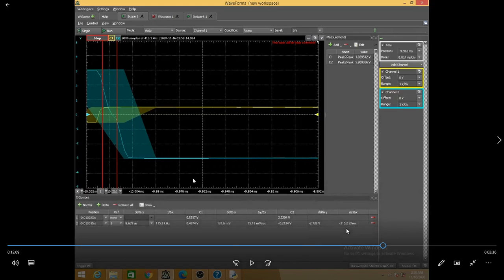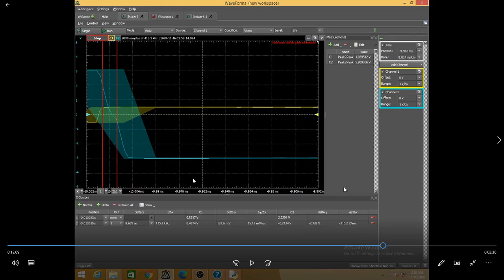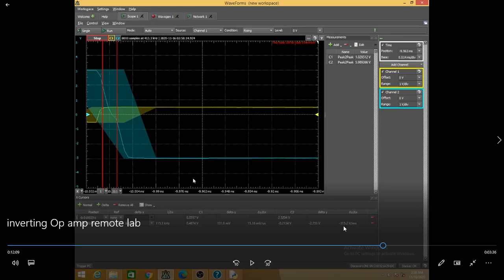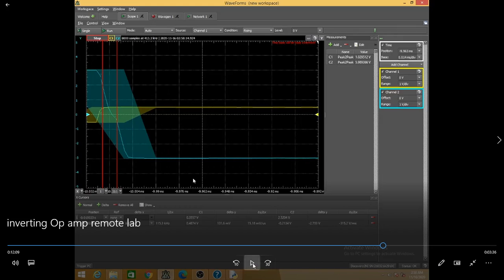Is it 315 volt per millisecond? Yes, sir. Can I write it as 0.315 volt per microsecond? Yes, sir. So typically, in the data sheet, they say that it is 0.5 volt per microsecond. So when I'm performing, I'm getting very close to it. Correct? Yes.